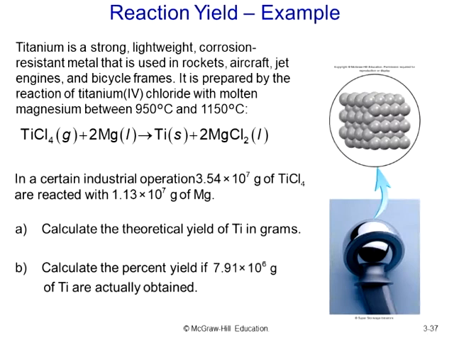This reaction yields titanium and magnesium chloride. In a certain industrial operation, it was found that 3.54 times 10 to the 7 grams of TiCl4 is reacted with 1.13 times 10 to the 7 grams of magnesium. So we have titanium tetrachloride, which is what is typically referred to, and magnesium. They react together, and we want to calculate the theoretical yield of titanium in grams.